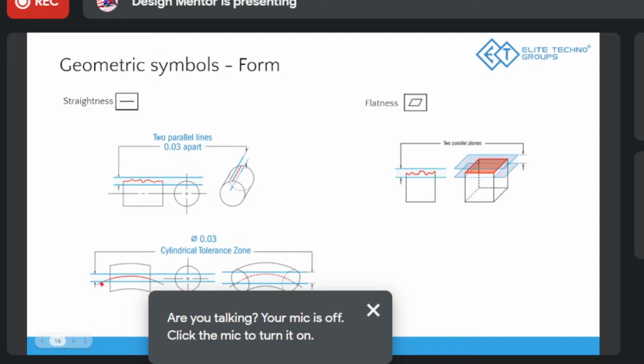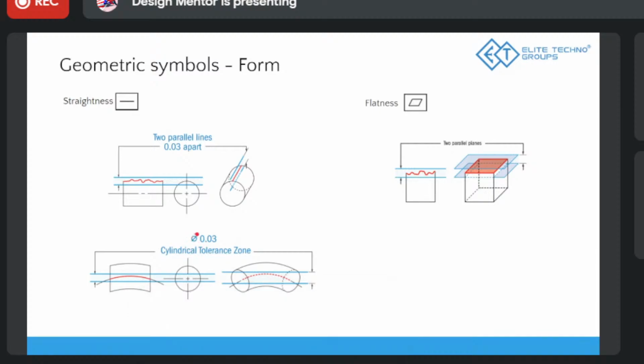Then if we consider straightness for a shaft, cylindrical straightness, if we give this diameter symbol, right? If the diameter symbol is not there, it means surface straightness we're talking about. If the diameter symbol is there, it means we are talking about the axis, the center axis of the shaft. So there will also be a straightness. The axis cannot be deflected more than the tolerance that you have given. If you have given a particular tolerance and the axis is a little more bent than that, the part is rejected.